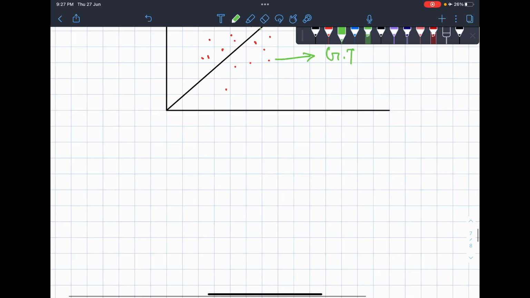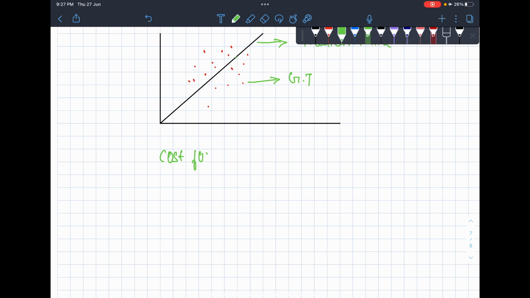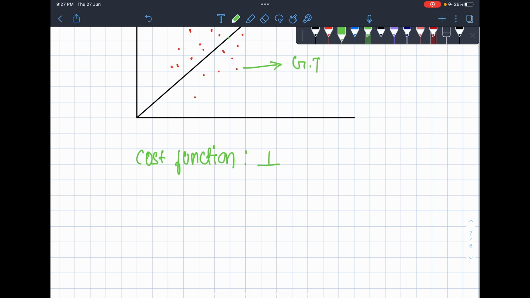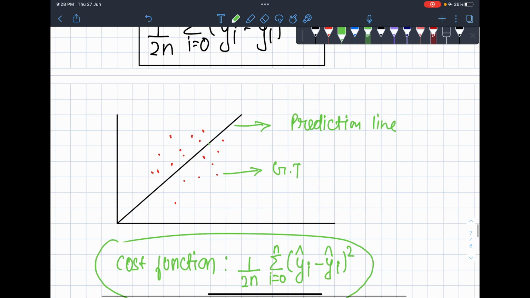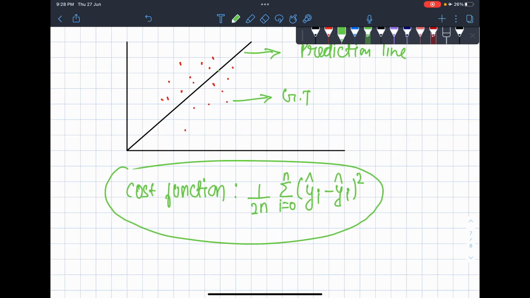And we talked about something known as the cost function. If you remember, it was nothing but 2 by n, sigma from 0 to n, of y hat i minus yi squared, and this is our cost function. What the cost function is telling us is the error, the mean of our error. Now if our error is low, our model will be better.